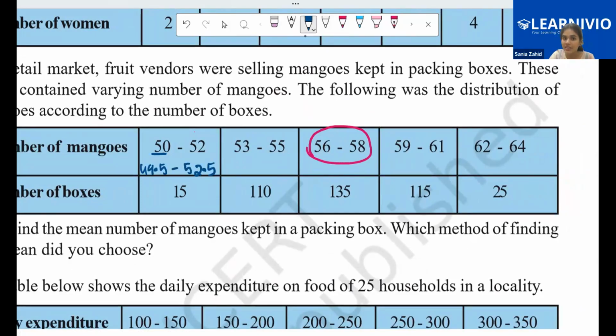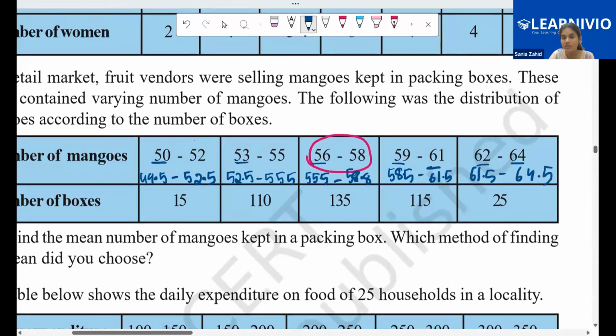Right. Similarly, if I subtract 0.5 from 53, what do I get? 52.5. If I add 0.5 to 55, what do I get? 55.5. Again, you subtract 0.5 from 58 to get 57.5 and add 0.5 to get 58.5. Here you subtract to get 58.5, here you add to get 61.5. Here you subtract 61.5, here you add 64.5. So you just have to subtract from the lower term and add that number to the upper term.